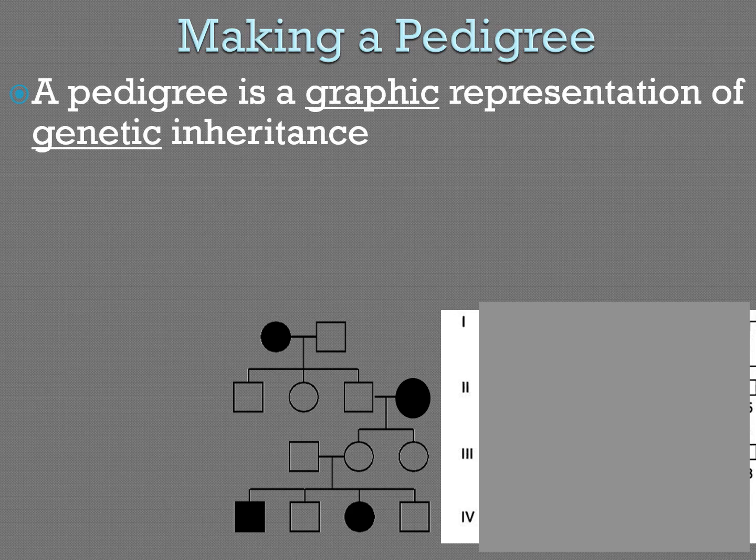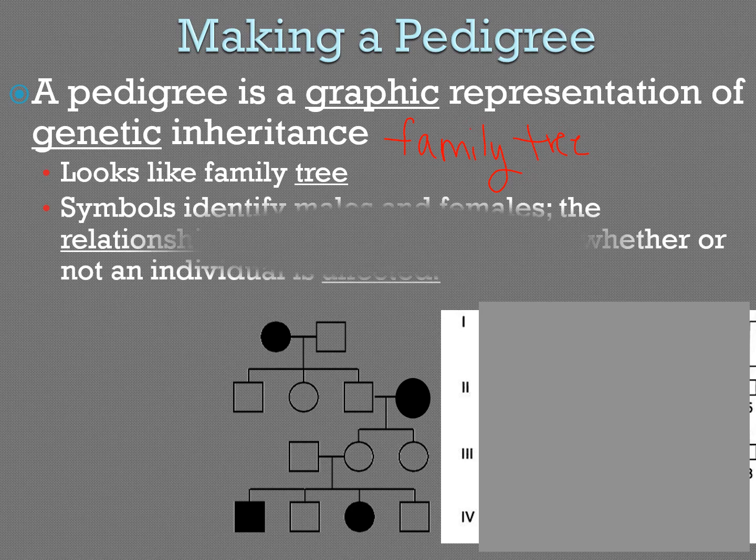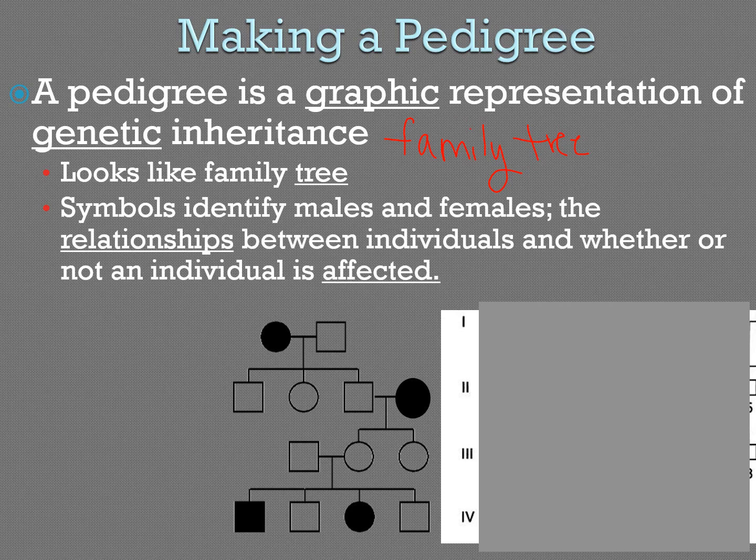A pedigree is a graphic representation of genetic inheritance, almost like a family tree. So we have to identify males versus females. Males are usually square and girls are circle because girls make the world go round. It shows the relationships between individuals and whether they are affected or not affected. As you see here, this is just a sample of a pedigree. This will be your first generation, second generation, third generation, fourth generation.